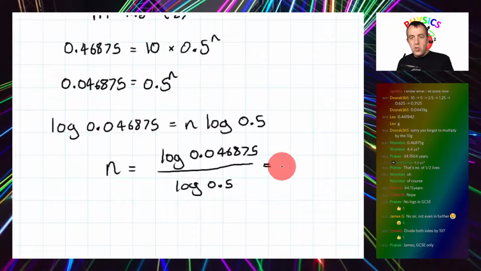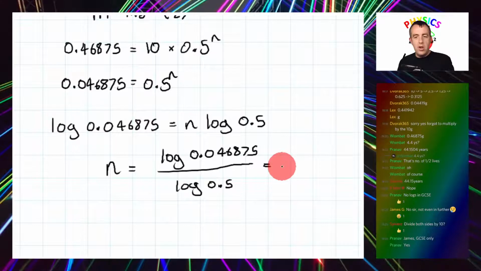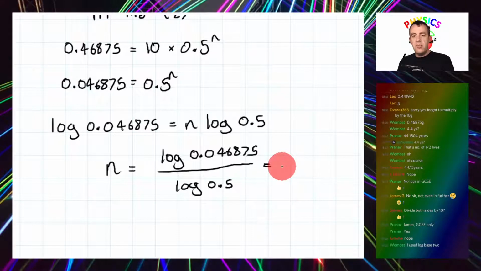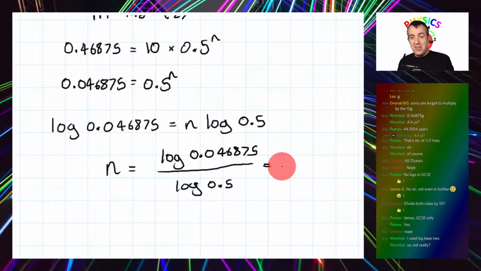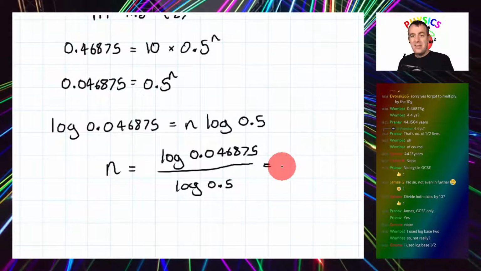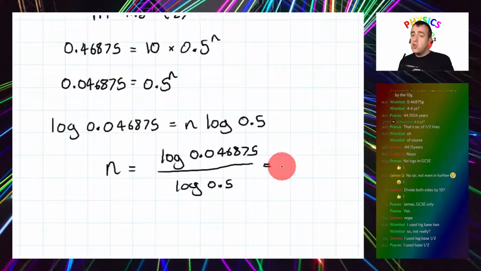Is that what you did, Wombat and Pranav? Because I'll tell you now, I have asked A-level students this sort of thing in the past. Yeah, well done. Use log base 2. Fair enough. No reason why not. I haven't said what base to use. I think it's the same approach, Gnome. I do think it's the same thing.